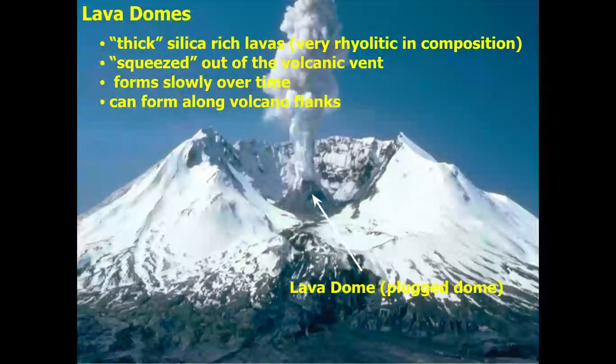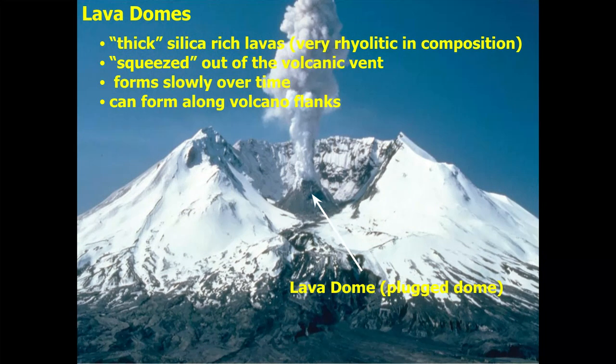Lava domes basically represent what I like to call a plug that's found in the crater of the volcano. And these lava domes are very characteristic of a composite volcano. And these represent very thick, silica-rich lavas. When we say very rhyolitic in composition, we're saying very felsic. And these typical plugs are squeezed out of the volcanic vent. They form slowly over time, and basically they can form along volcanic flanks as well.